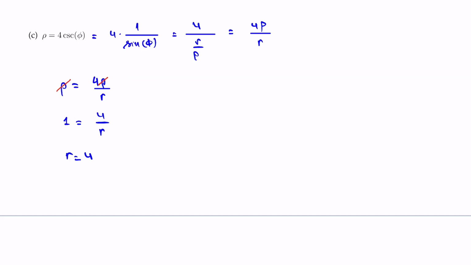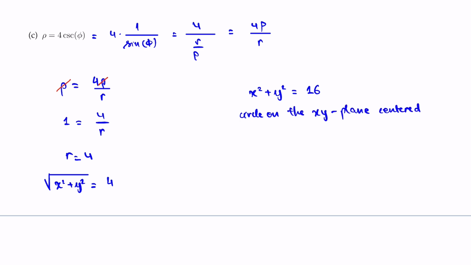So technically, you can relate r back to the rectangular coordinate system through the equation r equal to the square root of x squared plus y squared. So the equation becomes square root of x squared plus y squared equal to 4, or you get x squared plus y squared equal to 16. So what you have here is a circle on the xy plane with radius 4, centered at the origin.